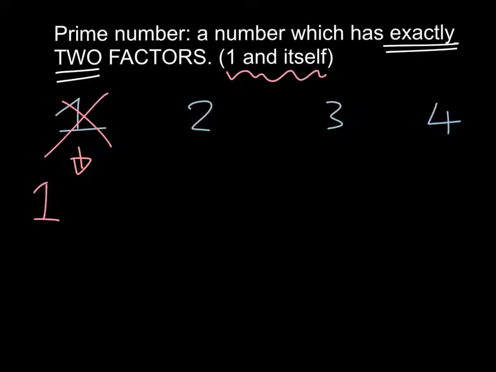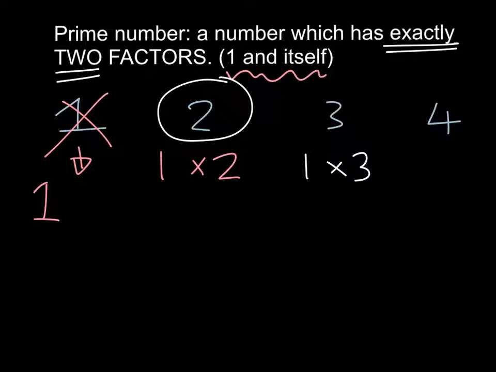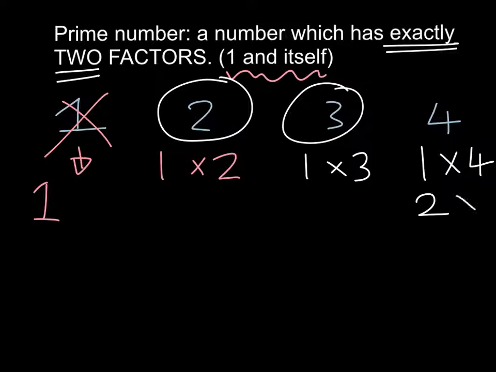The number 2 has 2 factors because 1 times 2, both 1 and 2 divide into 2, so it has exactly 2 factors, so it's a prime number, it meets the definition. 3, the numbers that divide into 3, 1 times 3, there are no other factors, 3 is also a prime number. Number 4, 1 times 4, but there are other factors, 2 times 2.